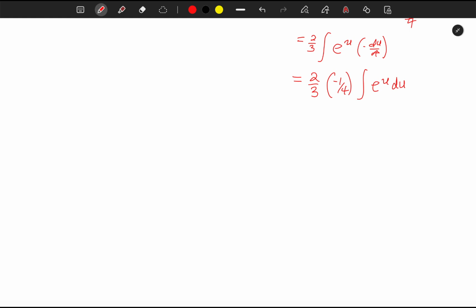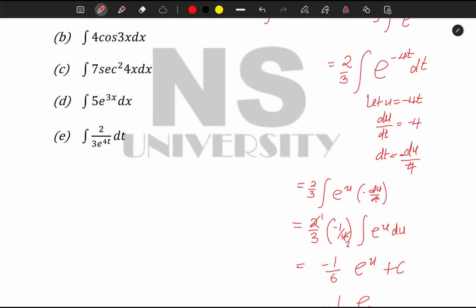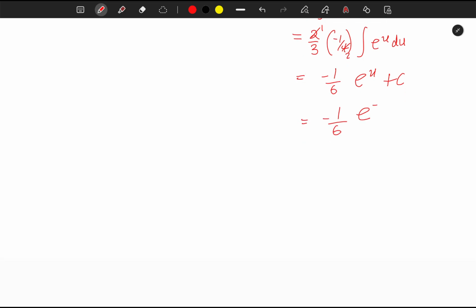We're almost there. 2 there 1, 2 there 2. So we get negative 1 over 6. 2 and 3 can multiply. Now we integrate this one, we still get e to the power u plus c. And we know we are getting negative 1 over 6 e to the power u. What is u? u is negative 4t, so negative 1 over 6 e to the power negative 4t plus c.